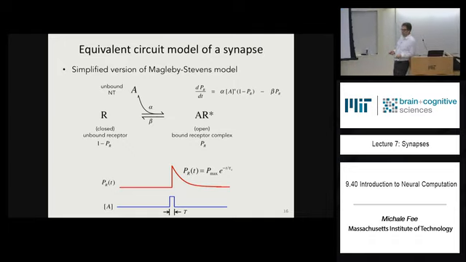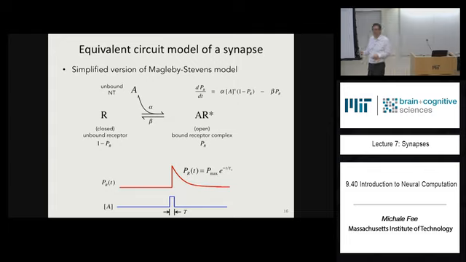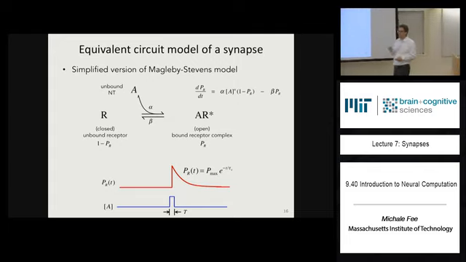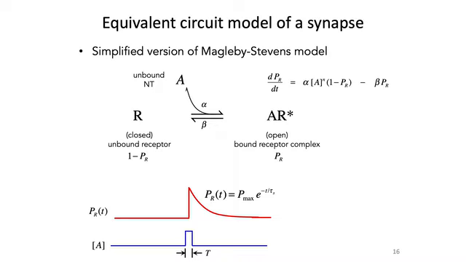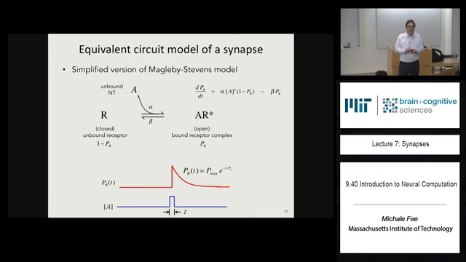People who actually work on synapses would probably laugh at me, but that's kind of how I think of it. Okay? The N is really cool. What do you think it means? Yes, it's the number of binding sites.